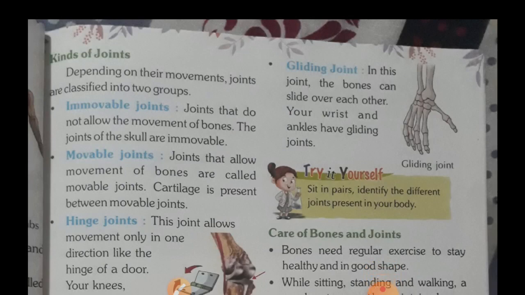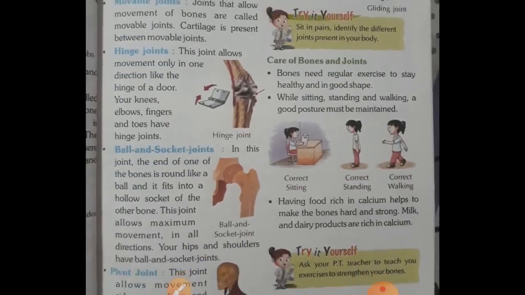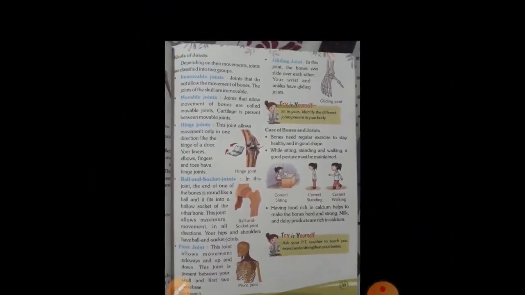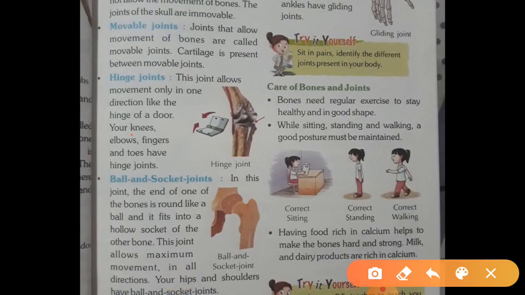Cartilage is present between the bones of movable joints. The types of movable joints are hinge joint, ball and socket joint, pivot joint, and gliding joint. So first, hinge joint. The joint allows movement only in one direction, like the hinge of a door. Your knee, elbow, fingers and toes. So these are the examples: knee joint, elbow joint. These are examples of hinge joint.